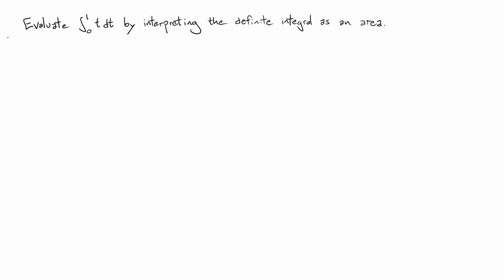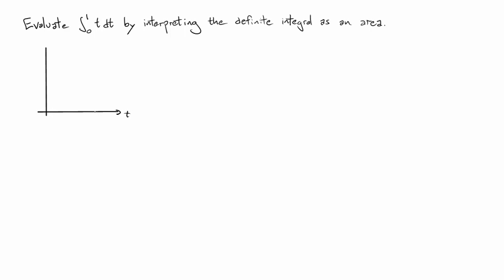Get out some paper and a pencil and work along with me. This is going to start out kind of boring, but it's going to get much more exciting as we go through. To evaluate the definite integral from 0 to 1 of t by interpreting the definite integral as an area, let's first start by just drawing the graph of the function t from 0 to 1.